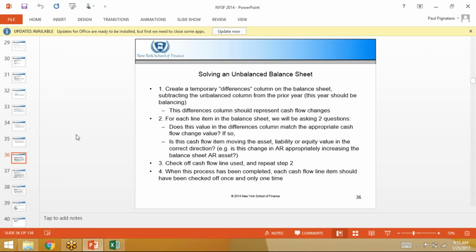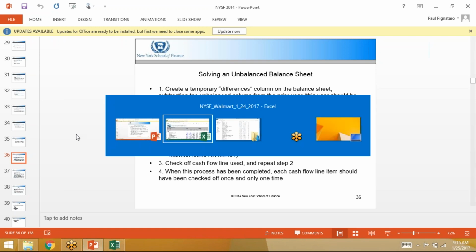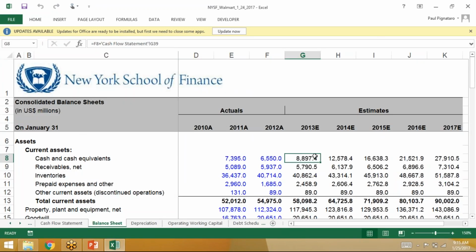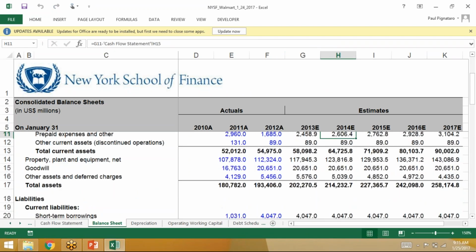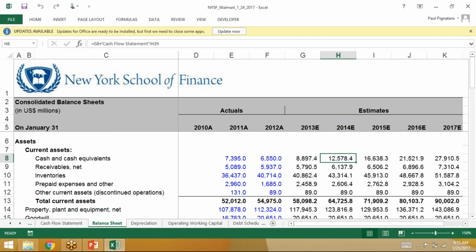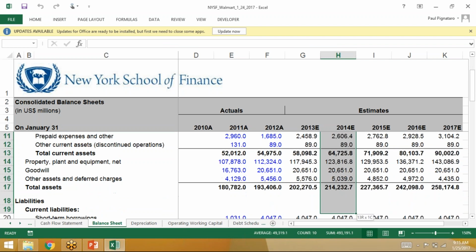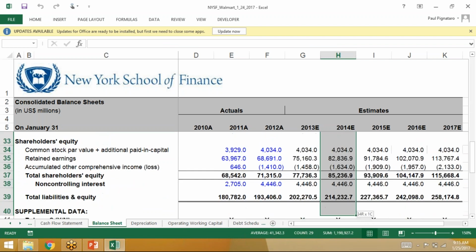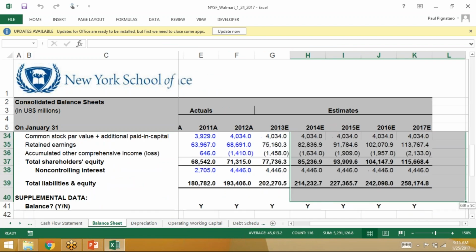Okay? One is you want to create a differences column. So you want to identify, and I'll just show it to you. Let's say this column doesn't balance. First of all, focus on the one column that doesn't balance. So in other words, forget all this, right? Get all this eliminated. Let's say 2013 doesn't balance. I mean, it does, but let's say it doesn't. Get all this eliminated, okay?